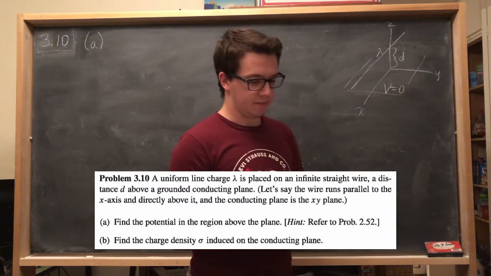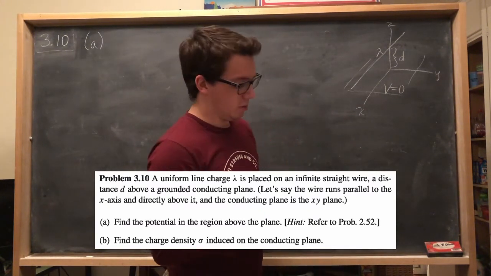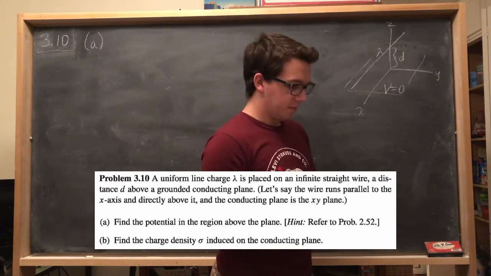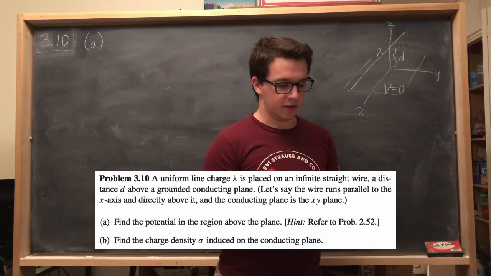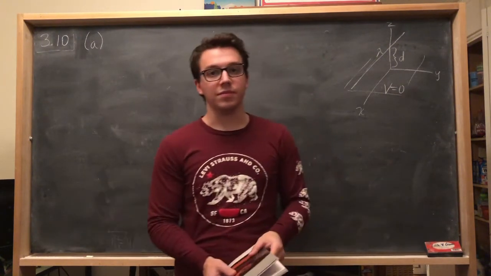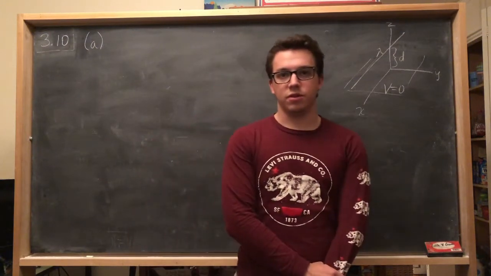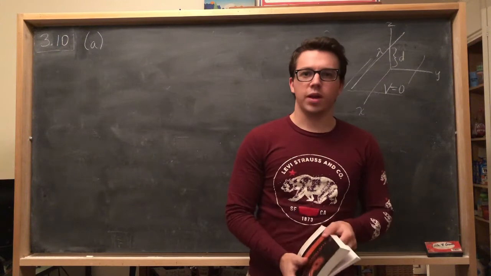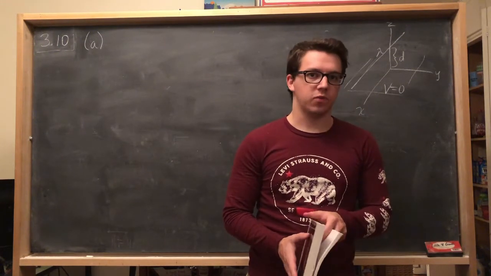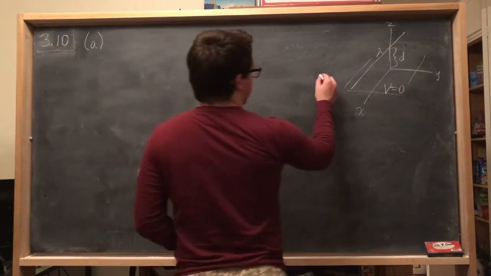xy plane. A asks us to find the potential in the region above the plane, and part B asks us to find the charge density sigma induced on the conducting plane. Now, to do this, what we are going to do is we're going to use the method of images. And you may be asking, what is the method of images? Where does it come from? And the method of images looks like this.